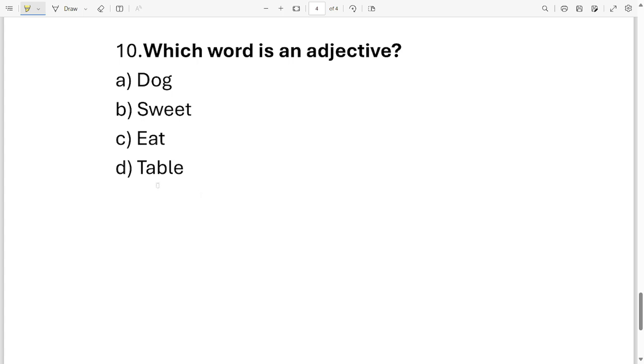Okay, coming back to the question, this is the question. Quickly identify the correct option out of these 4 options. Okay, is option A dog an adjective? No, because it is a noun. Okay, is option B sweet an adjective? Yes, it is. Sweet is your correct answer.